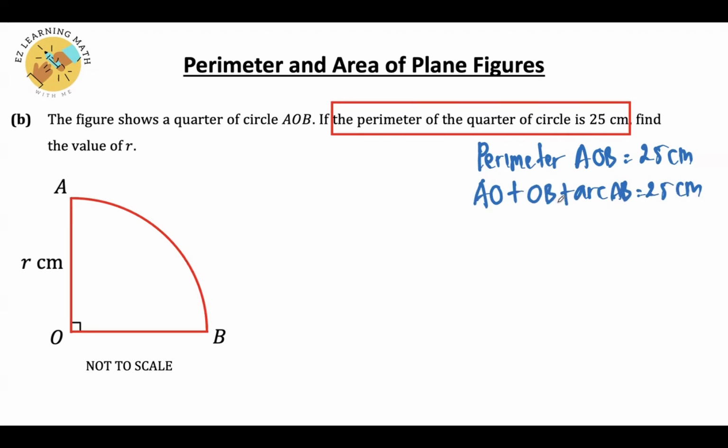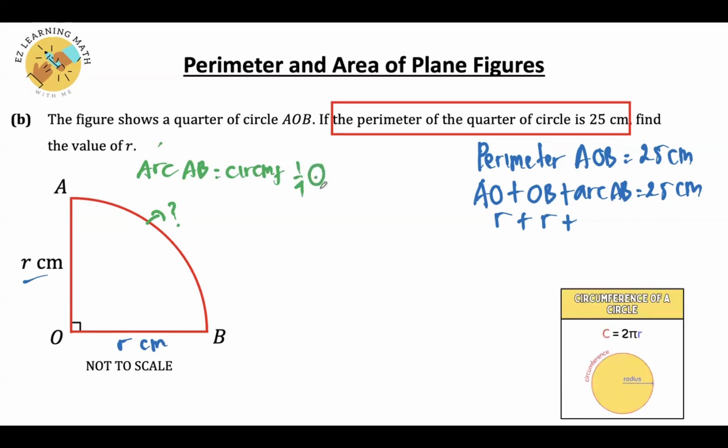Next, let's substitute the value given into the equation. AO is R. Since AOB is quarter of circle, then AO and OB are radius. So OB also is R centimeters. Now how about the arc AB? We don't know yet, right? So arc AB is the circumference of a quarter of circle. Remember that the formula to find the circumference of a circle is 2 pi r.